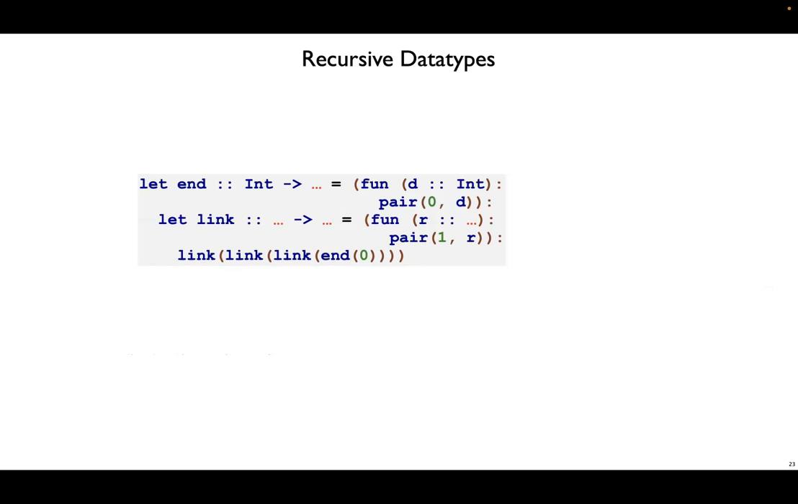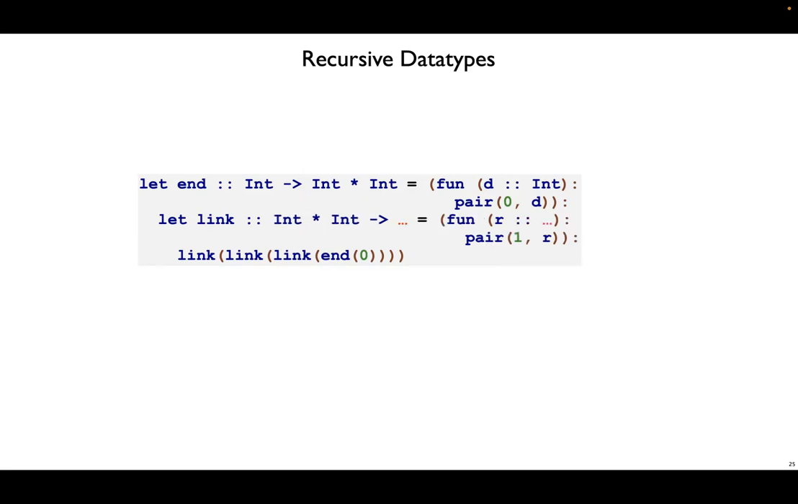Here's an attempt at encoding chain. The trouble with encoding a recursive data type is that all these red dots need to be the same type, but there's no way to make that work out. We can give this a try. So we'll fill in the dots for end. End takes in an int and returns an int star int tuple. That's fine. Now link should take in something which has the same type as the return type of end, an int star int. It means that R needs to be an int star int, and now our troubles begin.